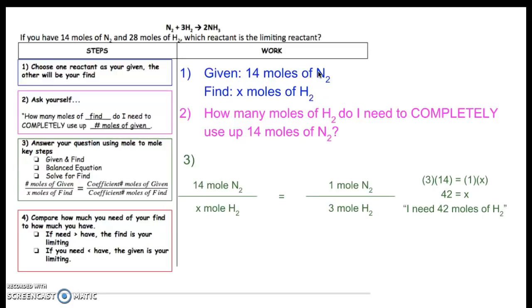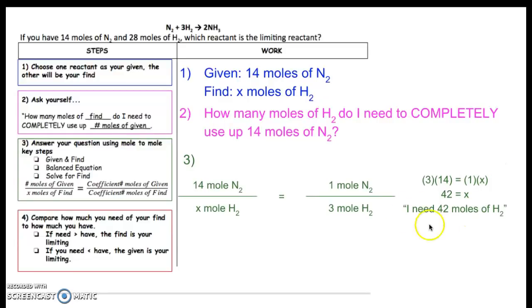Here's my work for the cross multiplication, so you can check it out. And once I cross multiply, I find that I need 42 moles of H2. Okay, so we've completed step 3 now, which is answering this question, how many moles of H2 we need. Let's move on now to step 4.